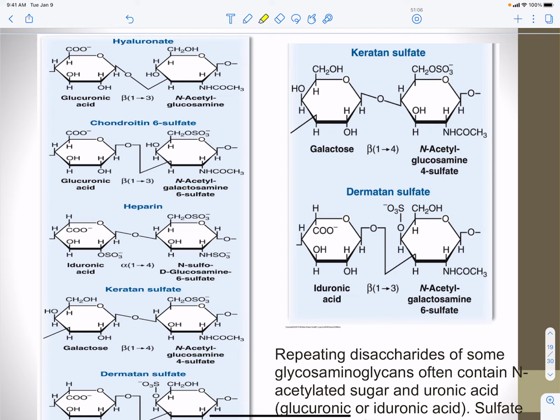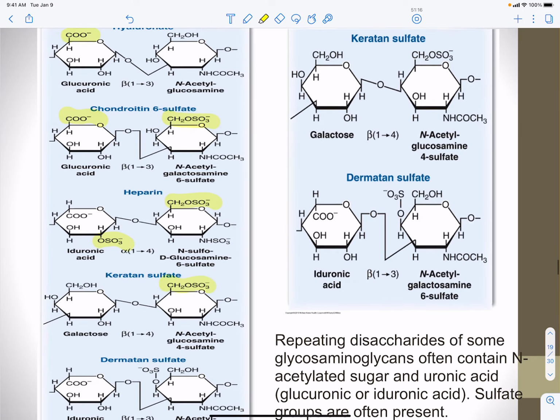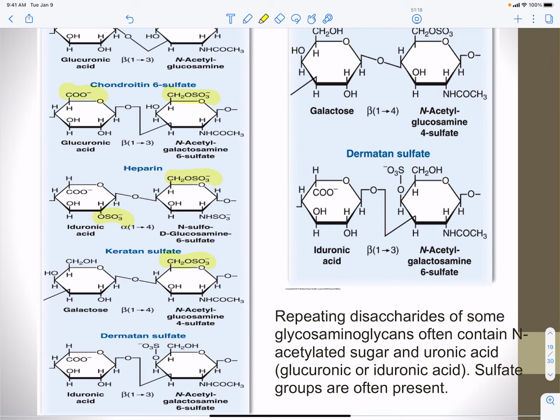So even though these are kind of blurry, you can see that they have negative charges associated with all of these. Some of them will have sulfates in addition to that. And we have our dermatan sulfate, which has our sulfate groups, etc. So basically, these guys are just formed so that they can interact with the environment.